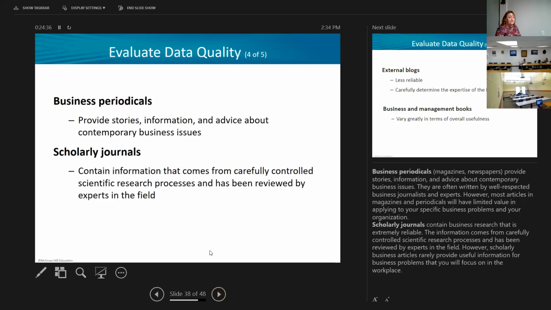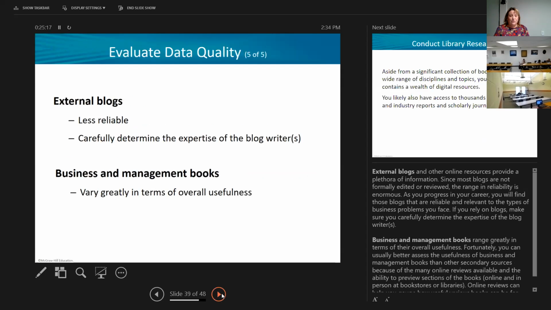Business periodicals, those are things like Newsweek and Time magazine and so on. They usually provide stories and information about contemporary business issues, not always packed with very much research, though. Scholarly journals do contain information that comes from scientific research processes. It's also been reviewed by experts in the field. So before it's even published, someone else has already looked at it and verified that it is following a clean research process and so on.